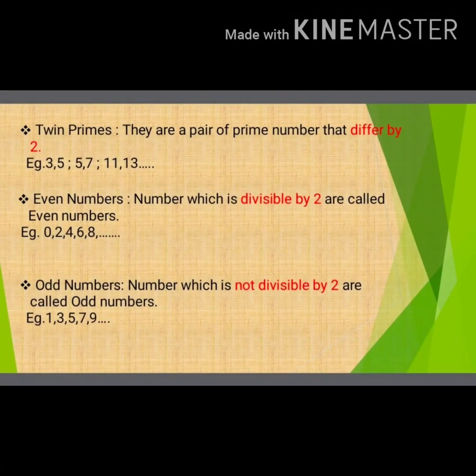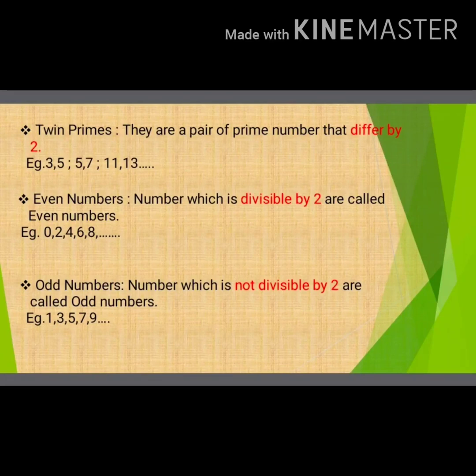In this slide, we will learn what are twin primes, even numbers and odd numbers. Twin primes are a pair of prime numbers that differ by 2. For example, 3 and 5. These both are prime numbers and the difference between them is 2. So they are called twin primes.